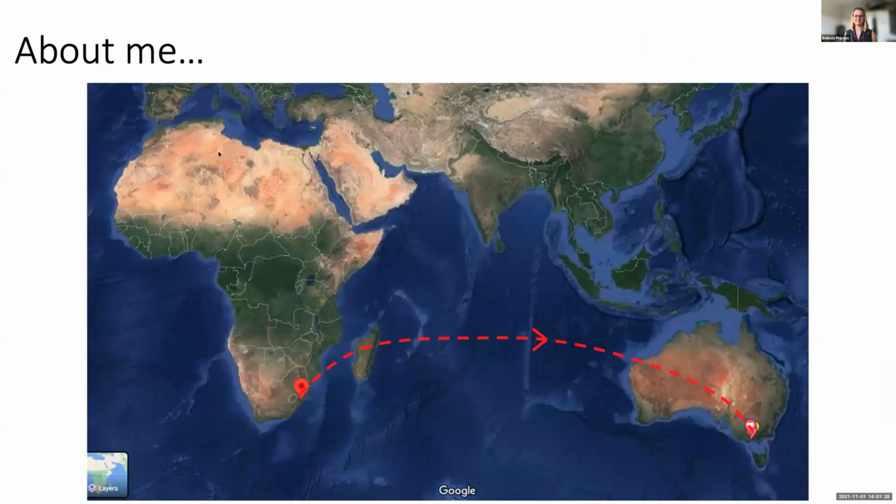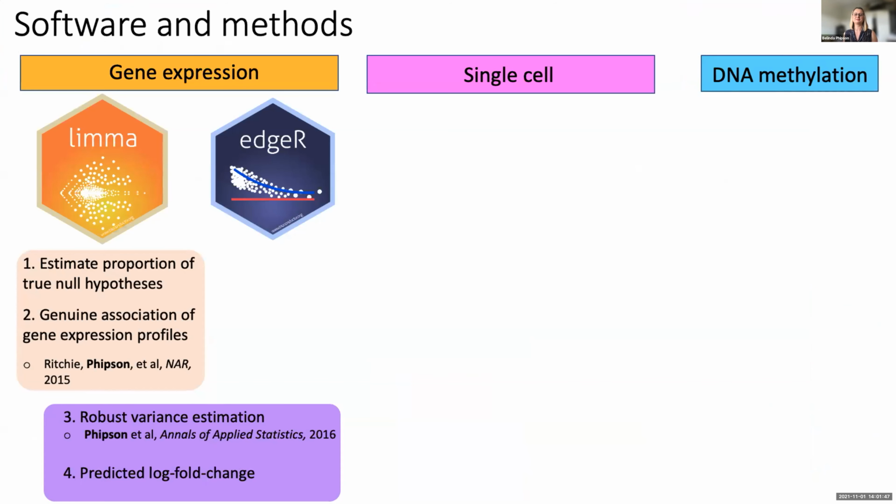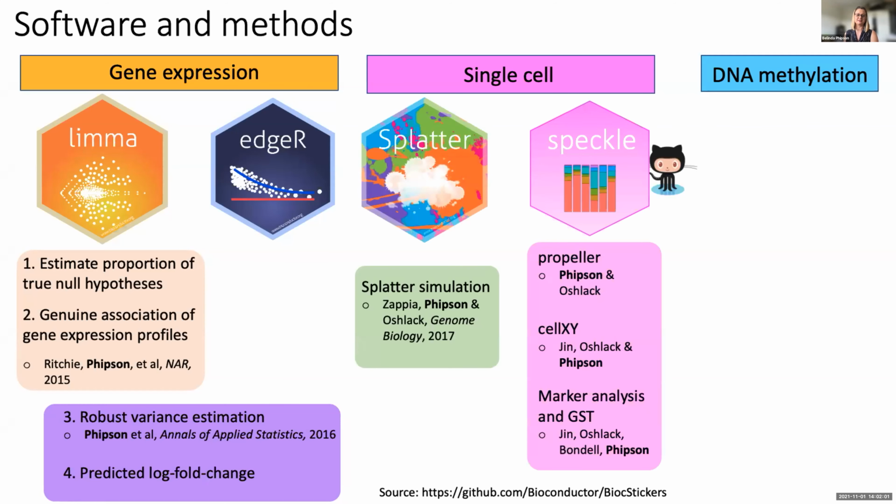So I thought I would start with just a tiny bit of background about me. I'm originally from South Africa, and I'm a statistician by training, and I moved to Melbourne, Australia almost 15 years ago. And I started working in bioinformatics with Professor Gordon Smyth at the Walter and Eliza Hall Institute. Over the course of my bioinformatics career, I've worked mostly in gene expression methods development and analysis. During my PhD, I developed methods and contributed methods to the limma and edgeR packages.